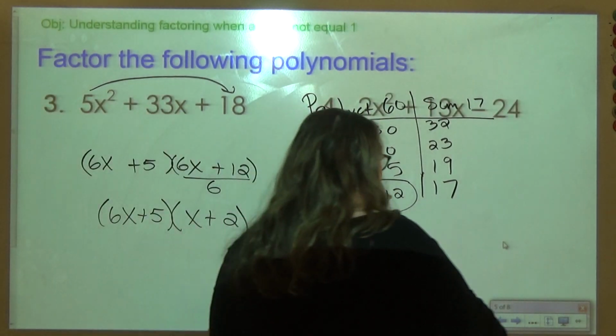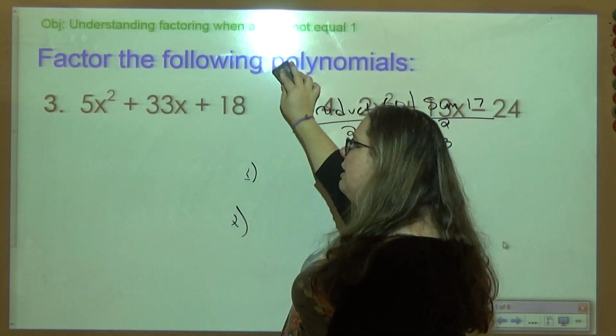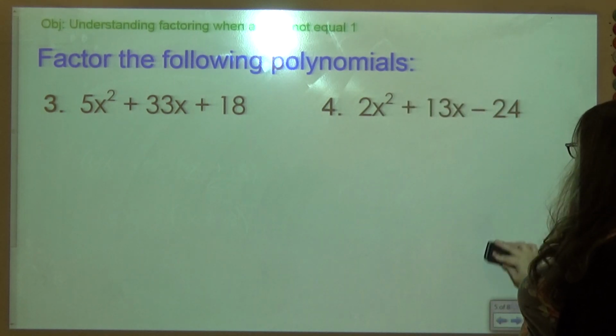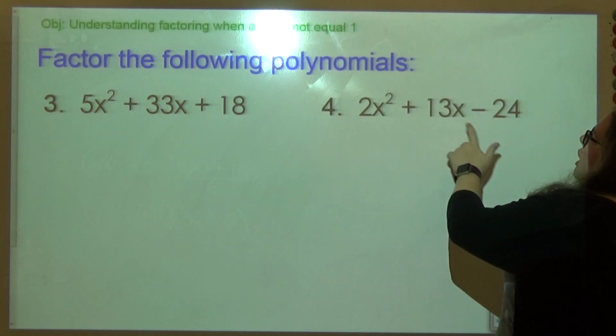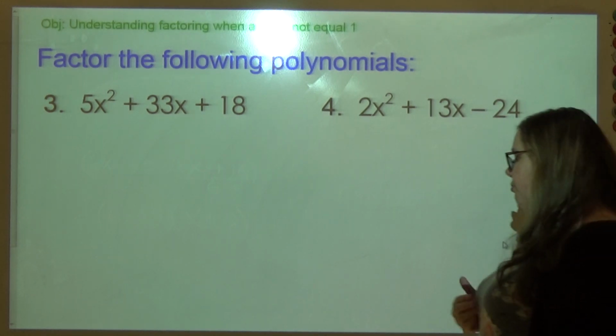Alright, I would like you to pause the video and try this next one on your own. 5x squared plus 33x plus 18, and then 2x squared plus 13x minus 24. So pause the video, try them on your own.